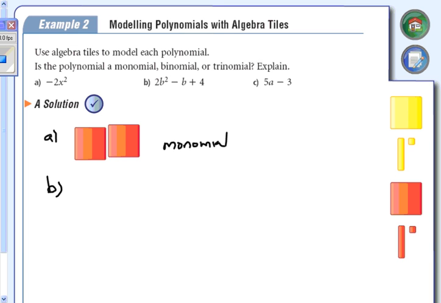All right, let's try B. I need 2b squared, so I need 2 positive squared tiles. 1, 2. A minus b, so I need a negative variable tile, and then positive 4, so I need 4 positive integers. 1, 2, 3, and 4. All right, now how many different types of tiles did I use? Well, I used 3 different types of tiles, so that would be a trinomial.